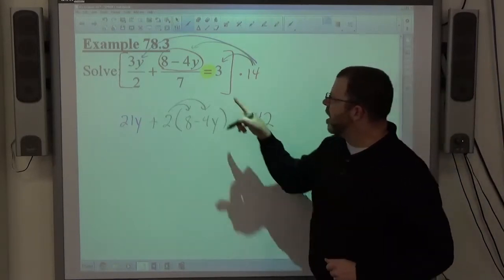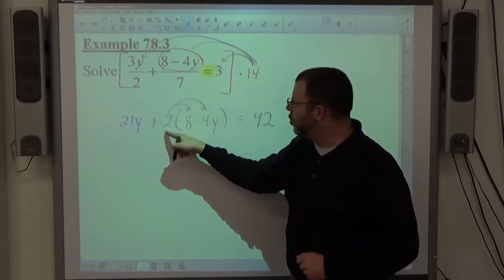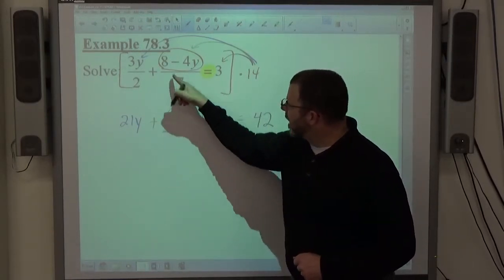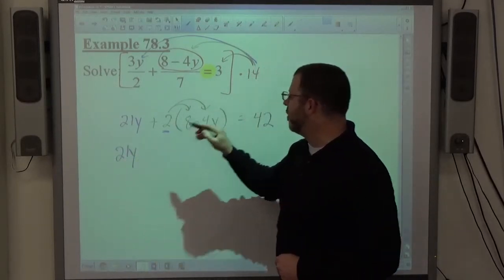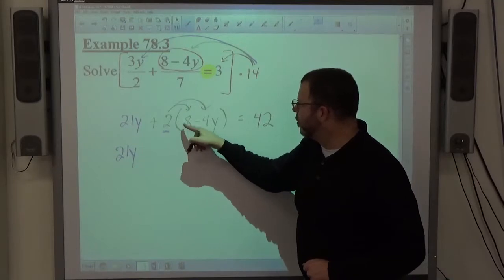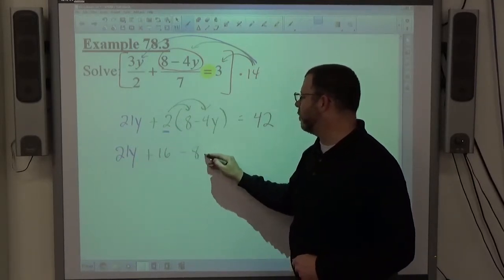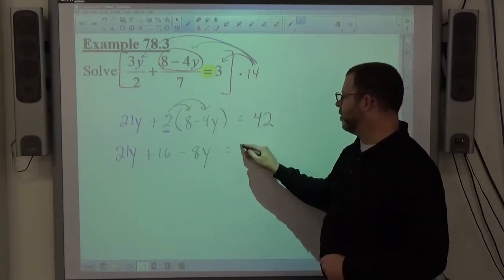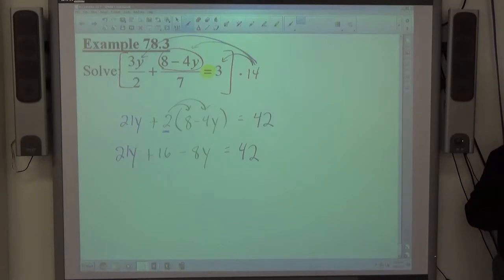Now, once I've done this step, and again, because I had a binomial here, it created this quotient, 14 divided by 7 is 2. But that's being multiplied by the top. If I distribute that, my 21y is perfectly fine the way it is. Plus 2 times 8 is plus 16. Plus 2 times negative 4y is minus 8y. And that's equal to 42. Just like that, in 2 easy steps, we got ourselves down to an integer equation instead of a fraction equation.